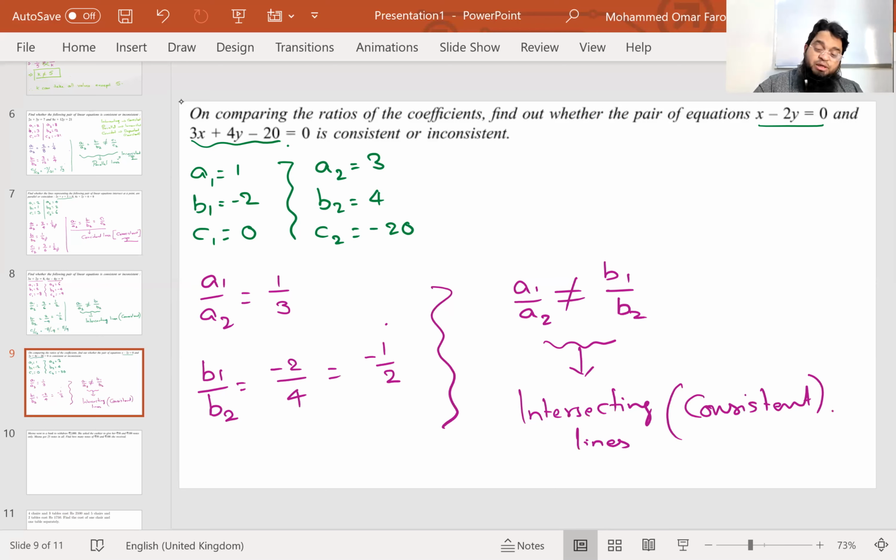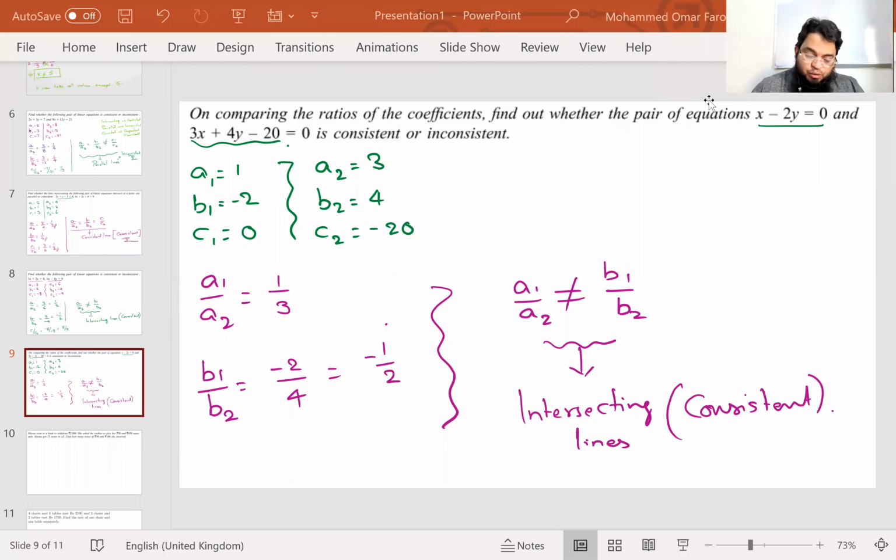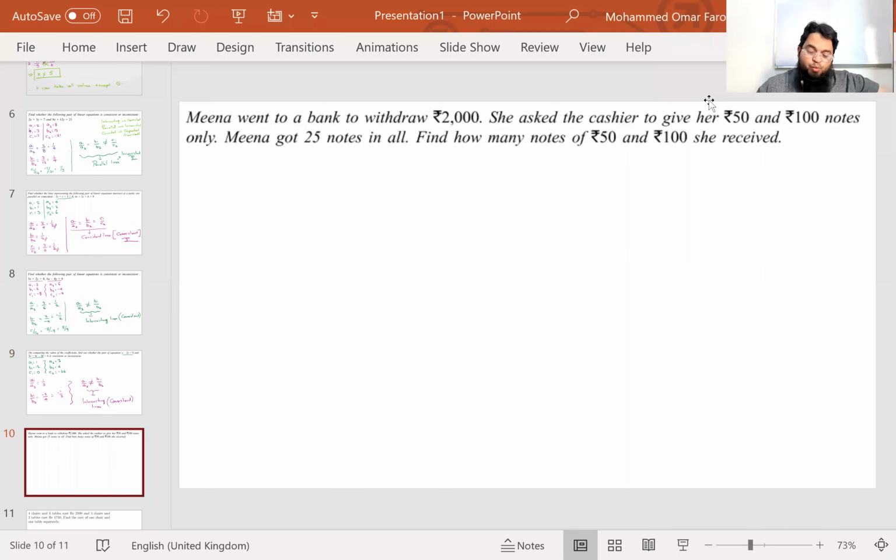Got it, my dear students? So let us go to the next problem. Meena went to a bank to withdraw 2000 rupees. She asked the cashier to give her rupees 50 and 100 notes in denomination.